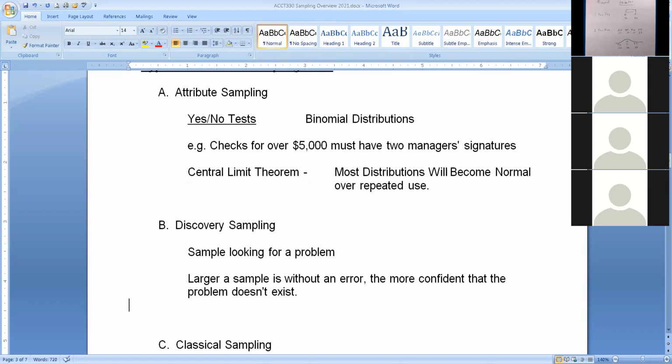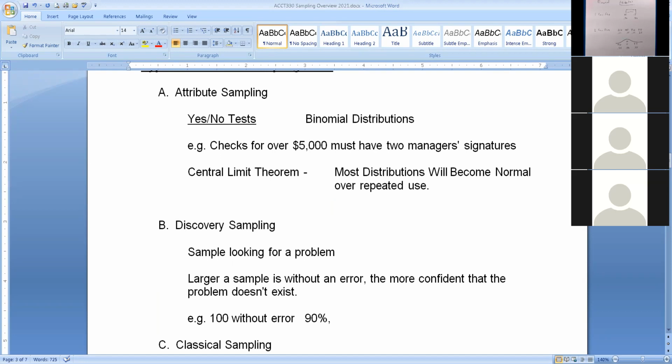All right, for example, and I'm just making these numbers up. Actually, it probably is a discovery one in the book. I should look and see. If you find 100 items without an error, maybe you are 90% sure that an error doesn't exist.